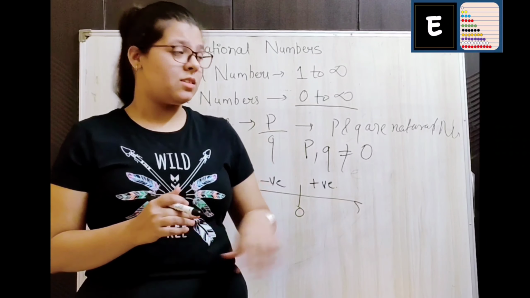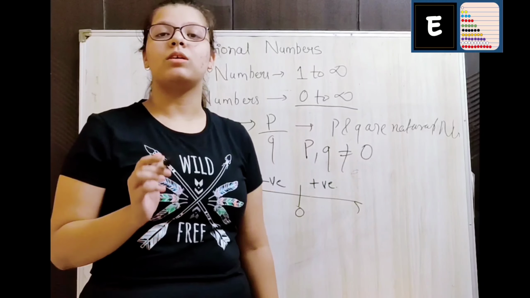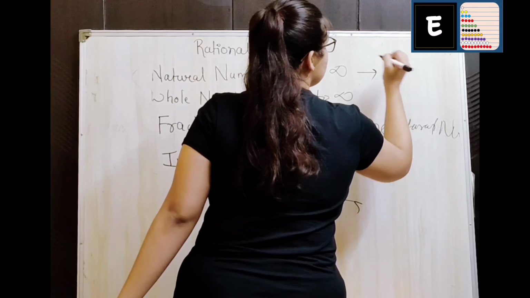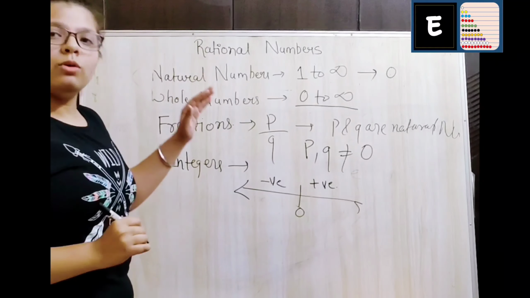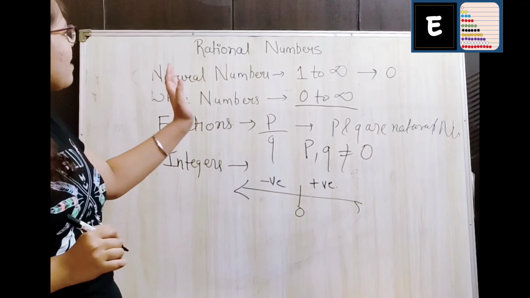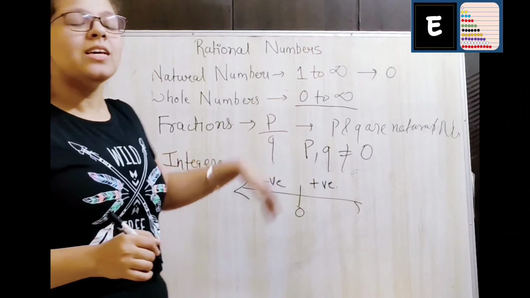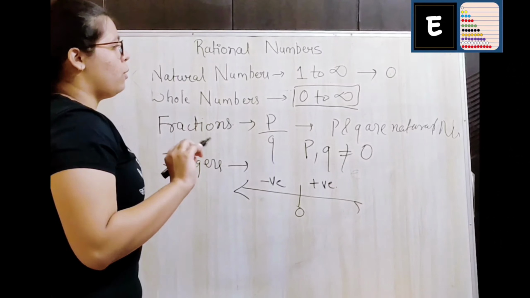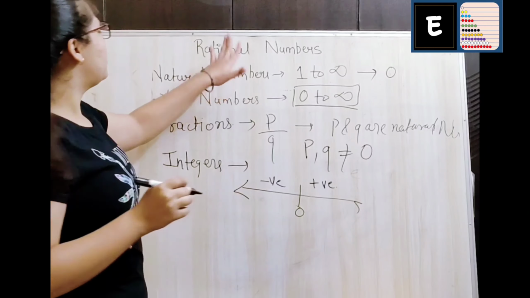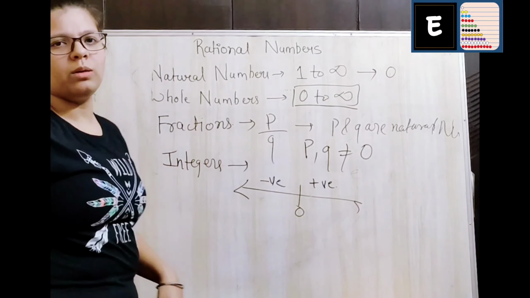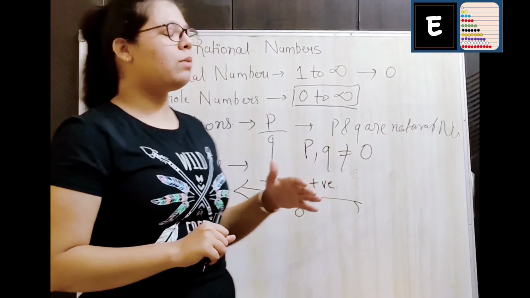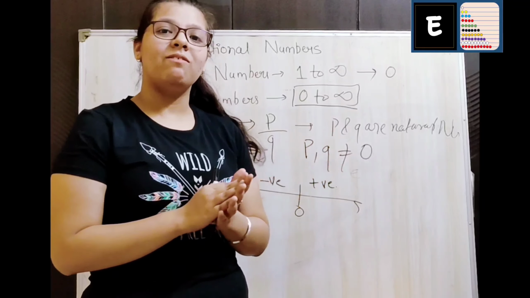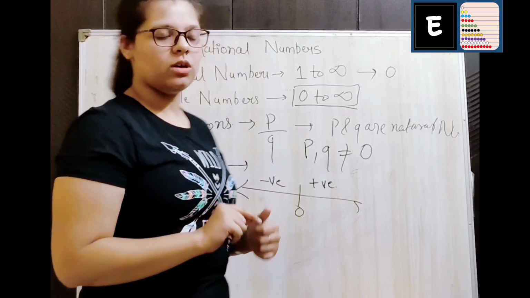Now the question comes, why 0 is not there? 0 is not there because we can't count 0 in it. So natural numbers don't have 0 in them. Now we have whole numbers. Whole numbers are the same as natural numbers, but in this 0 is there. So whole numbers are from 0 to infinity. That's the only difference between natural numbers and whole numbers. Every natural number is a whole number, but every whole number is not a natural number.